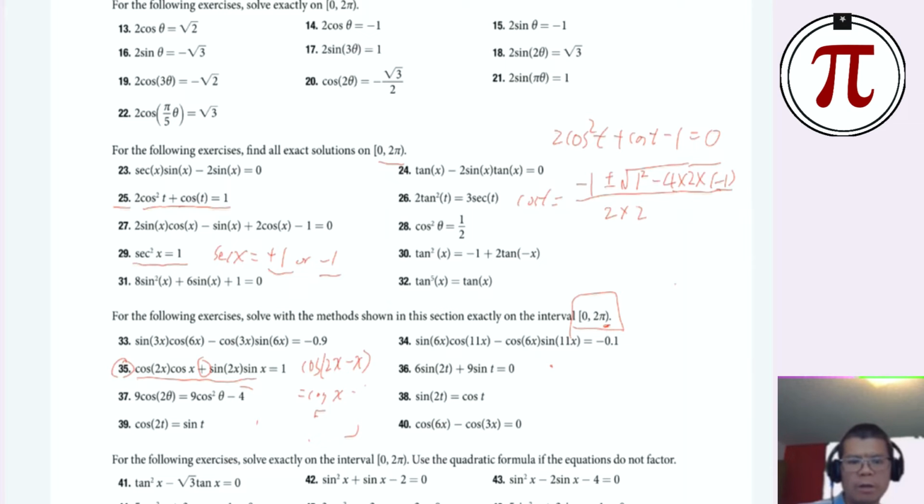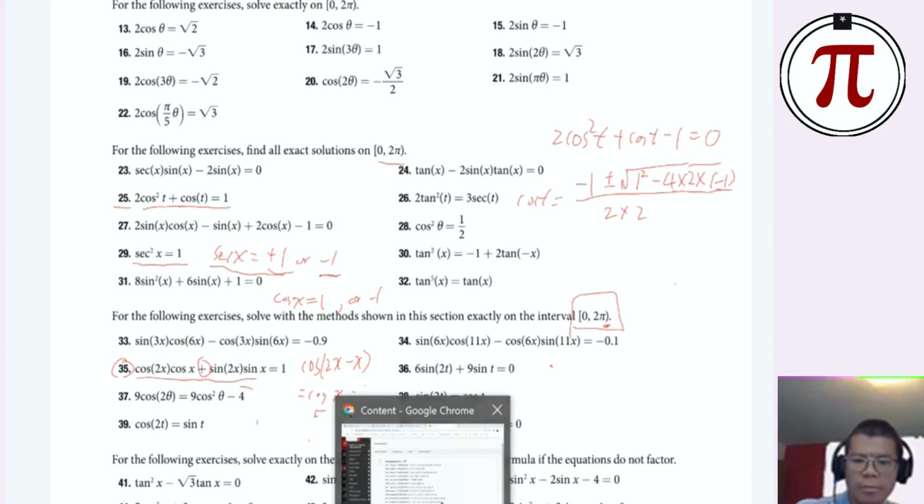So now from this side, cosine of x equals 1, right? And for this one it is negative 1. So cosine x can be 1 or negative 1, so x can be 0 or pi, right? 0 or pi. Okay, does that make sense?